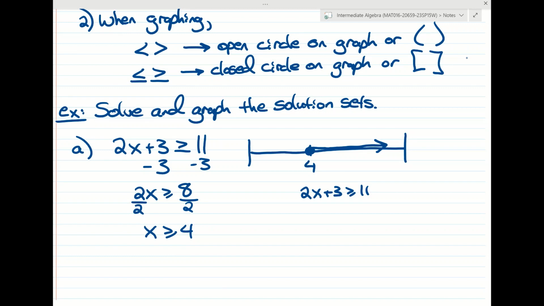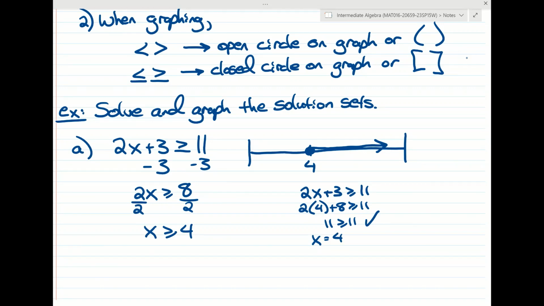What that means is 4 is greater than or equal to 4. So if you were to plug 4 in here, you'd get 11 is greater than or equal to 11, which is true. So that means that 4 is a possible answer.